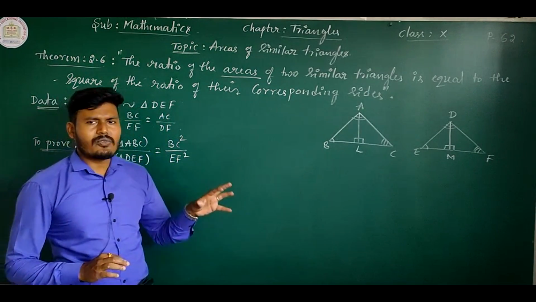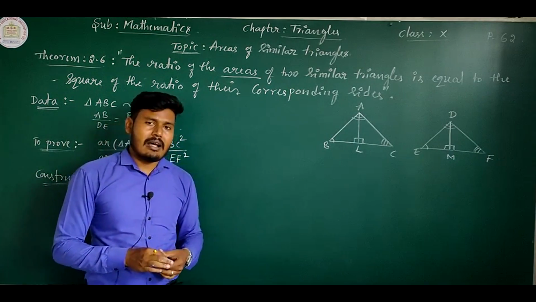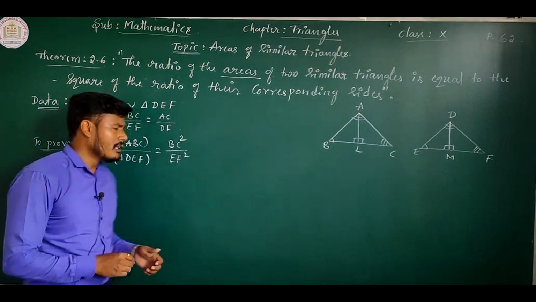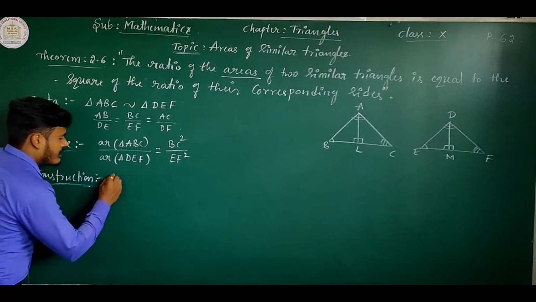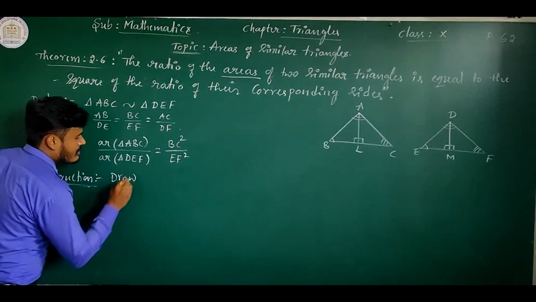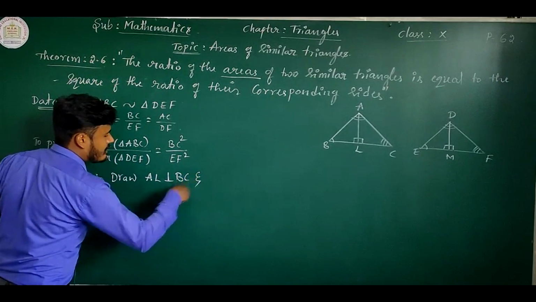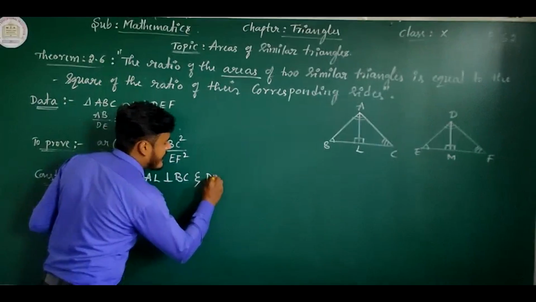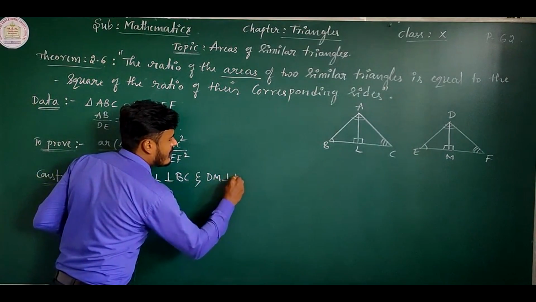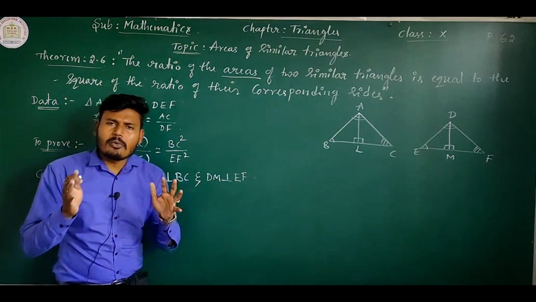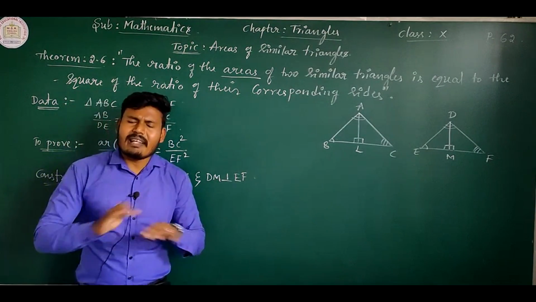By using these two formulas, I would like to give you some idea before going to the proof section, right? You just write down the construction first. Draw AL perpendicular on BC, and what about next? DM is perpendicular on EF. So you just observe the proof of this theorem. This is very easy.